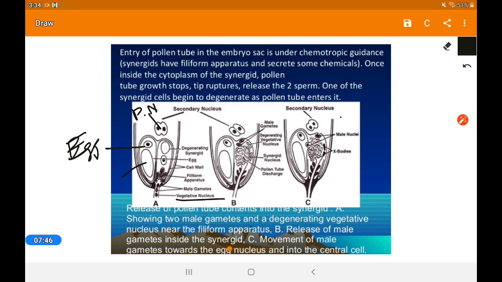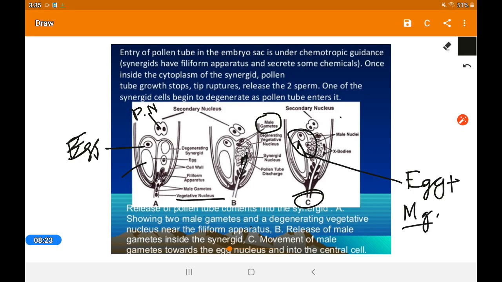So when they enter, you can see the sequential stages. Here it has entered inside. Here the male gametes are released from the tube. This is the filiform apparatus, which helps the male gametes to move. In the third one, the male gametes are moving. Look at these two: the egg and male gamete number one. And look at the other one: this is the polar nucleus and male gamete number two.